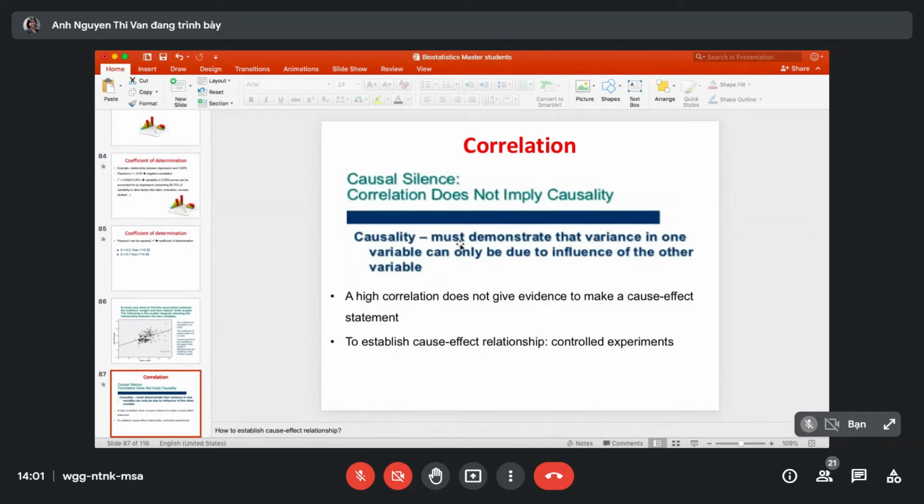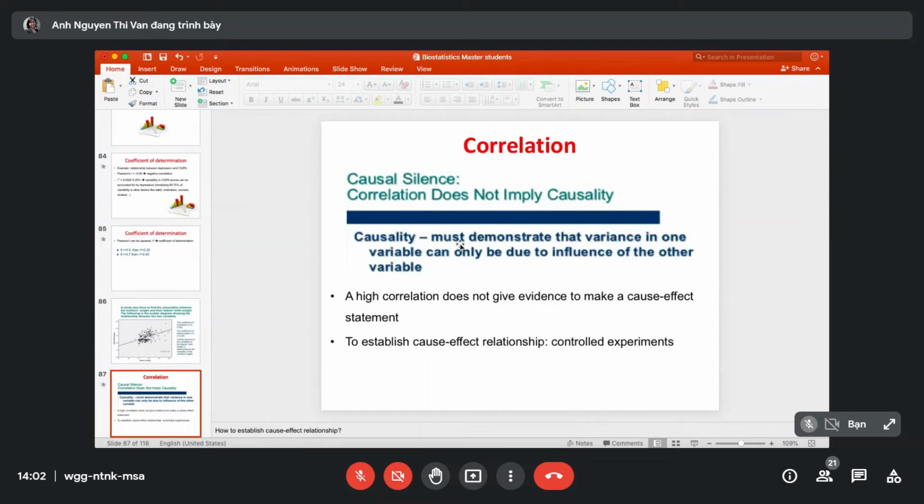Even when we find a really high correlation, it still does not give enough evidence to conclude about the cause-effect statement, but it can help us to predict. You can make a prediction, but you cannot be sure that it is a cause-effect relationship, but it can guide you. To conclude about the cause-effect relationship, you need to do a controlled experiment, a control design.